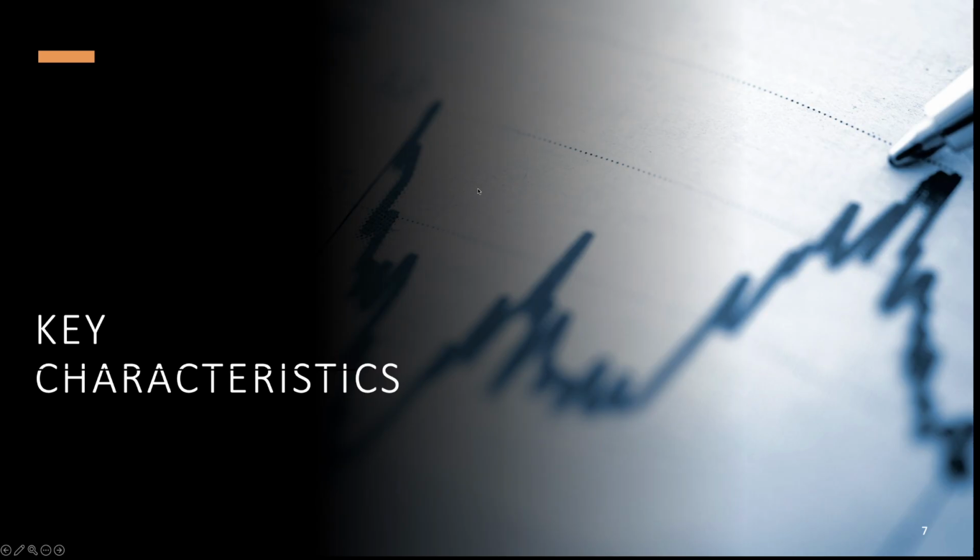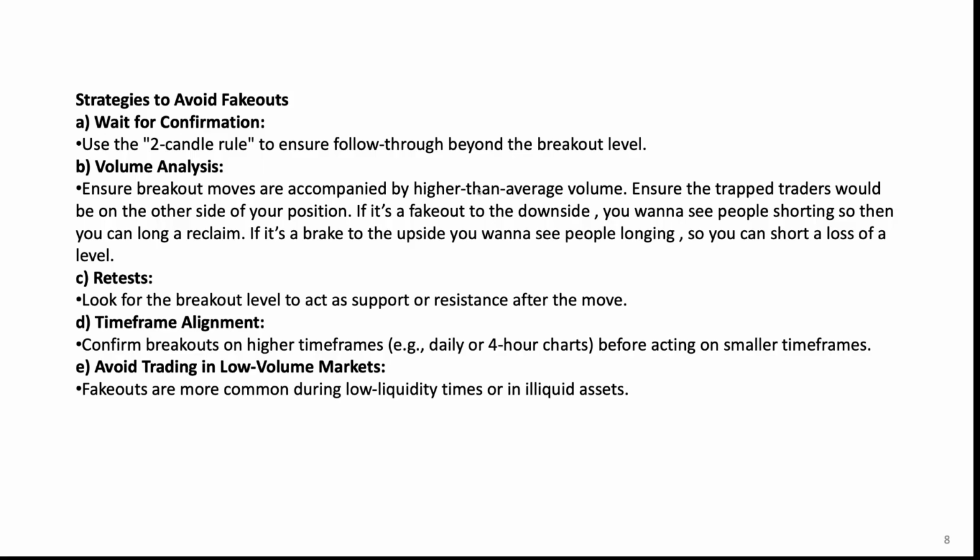In terms of key characteristics, what are they? First, you're gonna have low volume on the breakout itself. Second, it's gonna be a quick reversal below or above a key level. Third, there's gonna be a lack of follow through. Now, for a confirmed breakout, you wanna see high volume, you wanna see follow through candles closing beyond the key level, and also you wanna see a retest of the breakout level, confirming it got turned from support into resistance or vice versa.